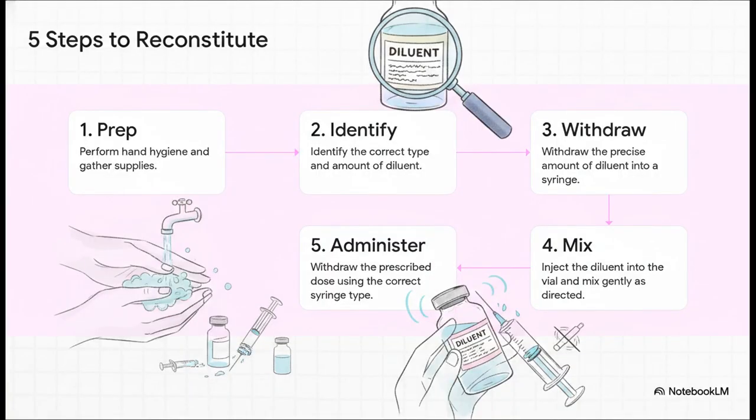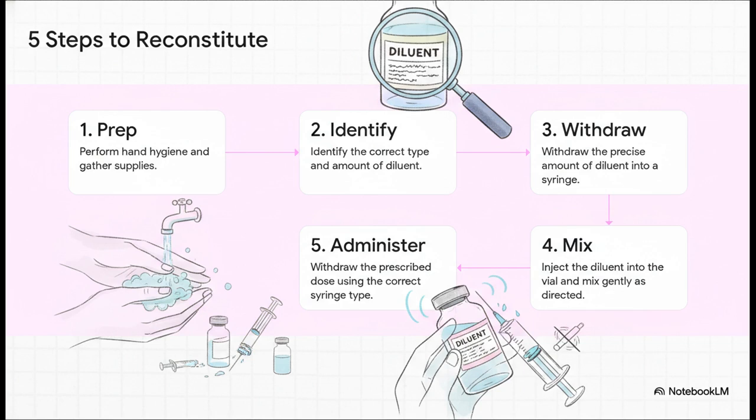Following these 5 steps every single time is your best defense against making a medication error. First, wash your hands and get your supplies. Then, double-check that you have the right diluent and draw up the precise amount. Inject it into the vial and then mix it gently, usually by rolling it between your hands, not shaking it. And finally, withdraw the prescribed dose.